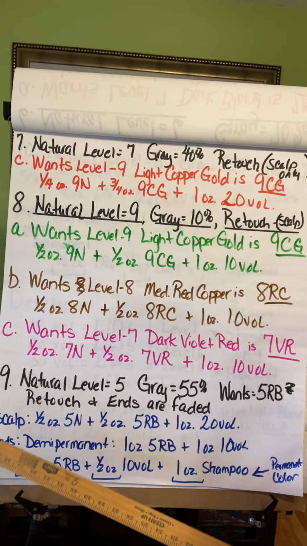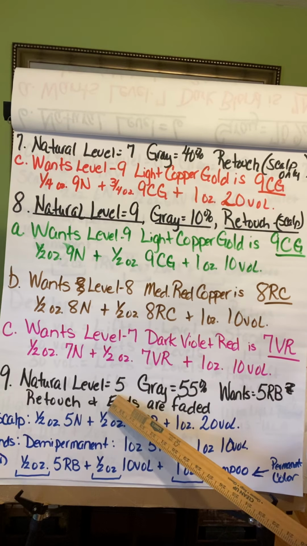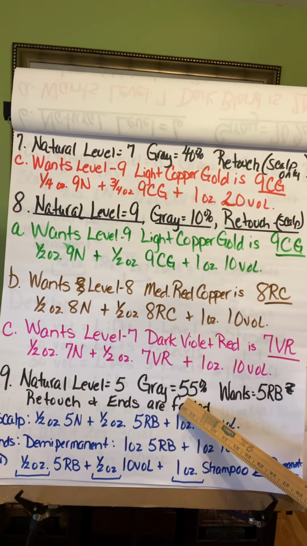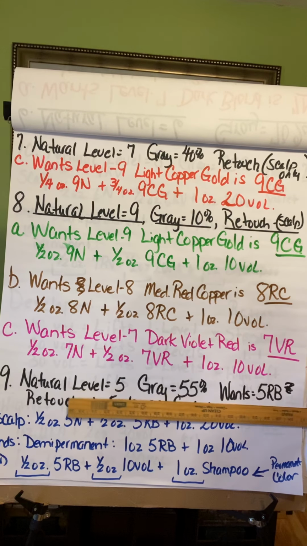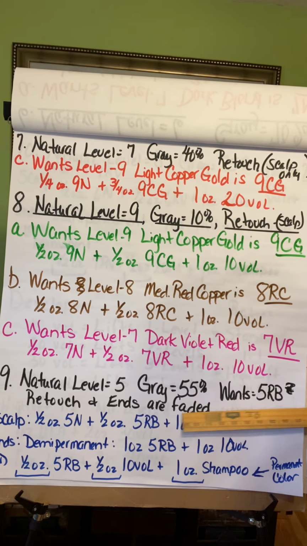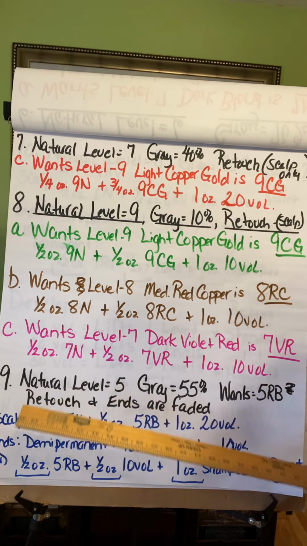Okay, number 9, her natural level is a 5. She's got 55% gray, and she wants to be 5RB, which is a red-brown. She wants to be 5 red-brown. Red, it's in the red family. All right, it's over 50% gray, so I know that I'm going to use 20 volume developer just because it's over 50% gray. It's retouch and ends are faded.